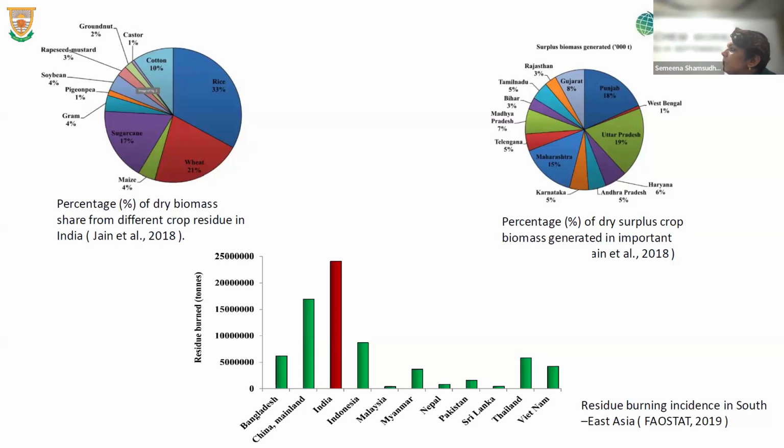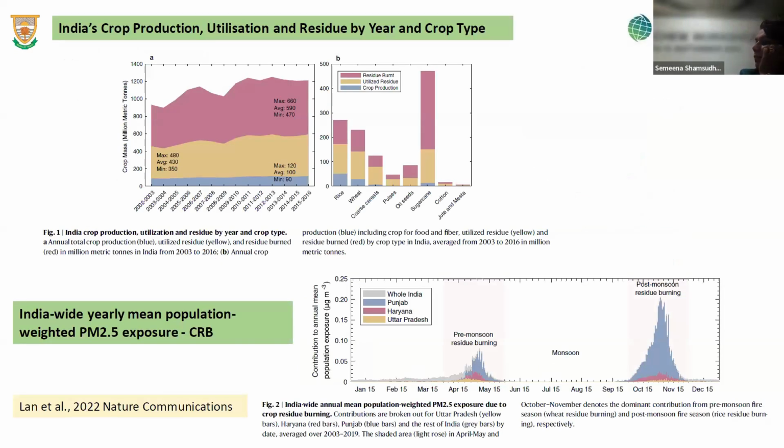On the global side, India has the maximum share of residue burning. If we compare with China, it is approximately 34%, and as compared to Pakistan, it's 93%. As an approximate, the total amount of crop residue generated in India is approximately 500 metric tons per year, and approximately 100 metric tons per year of crop residue is burned.